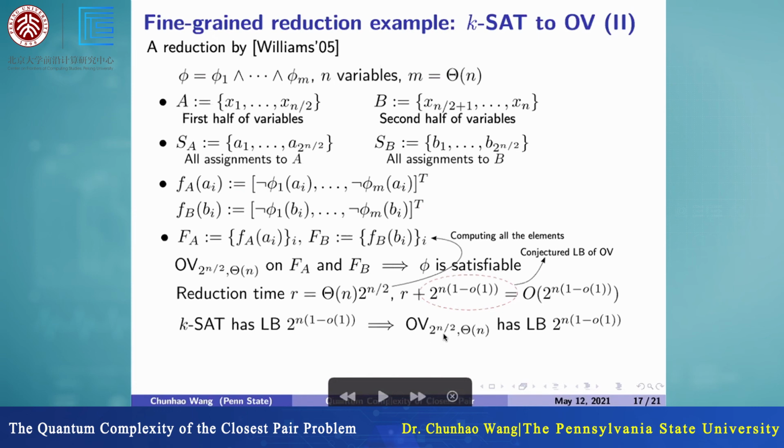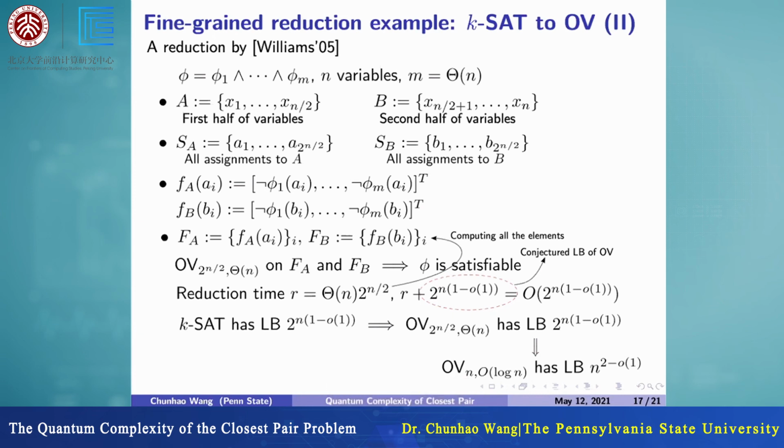But if you switch these variables, you will know that it implies that orthogonal vectors of n vectors of log n dimensions has this almost quadratic lower bound. So this is an example of a classical fine-grained reduction. Based on plausible assumptions such as ETH, we get some conditional lower bound for the orthogonal vectors problem.